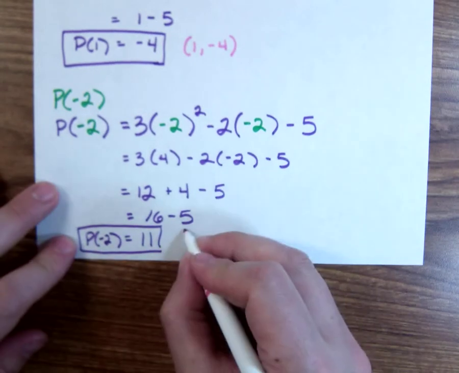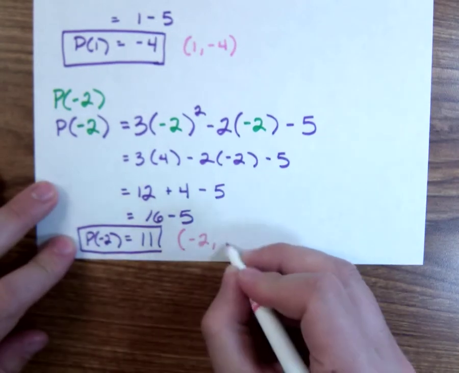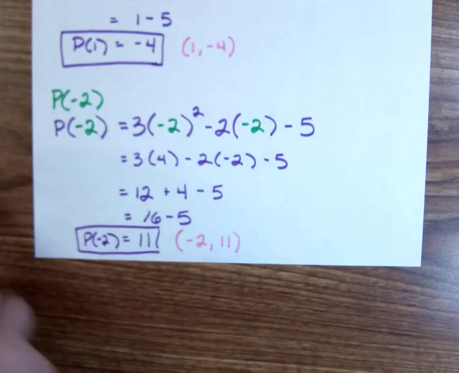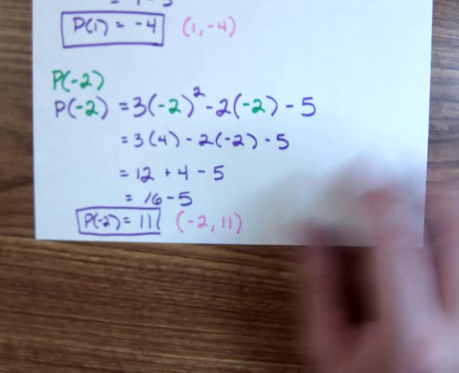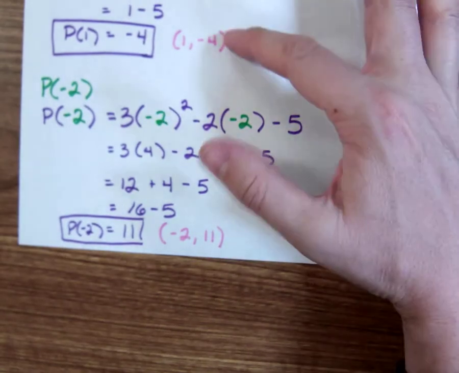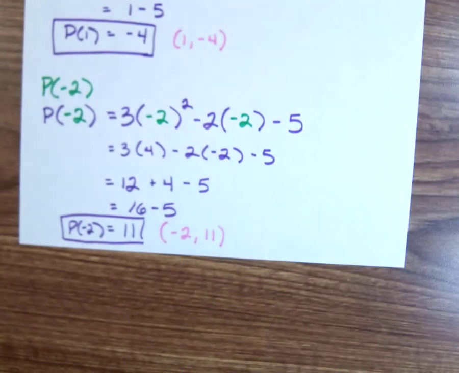If you were going to graph it, and to reiterate, we are not, but I want you to see this for next semester. If you were going to graph it, the point you would graph would be negative 2, 11. So I now have 2 points, 1, negative 4, and negative 2, 11. I've got 2 points I could use in order to graph this if I was going to. And soon enough you will.